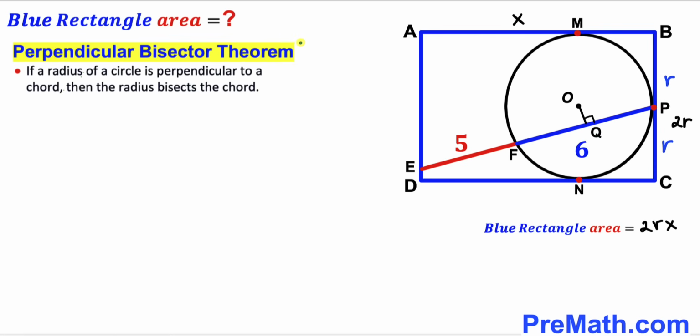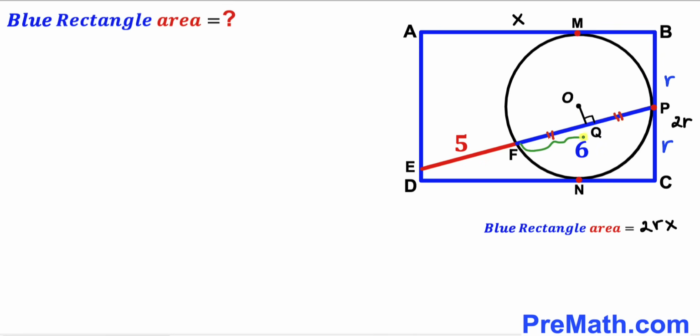Now let's recall the perpendicular bisector theorem. According to this theorem, if a radius of a circle is perpendicular to the chord, then the radius bisects the chord. So we conclude that this segment FQ is going to be equal to this segment QP. Both of them are equal in length. Now we know that this whole chord length FP is 6 units and Q is the midpoint. So this segment FQ is going to be 3 units, and likewise this other QP segment is going to be 3 units as well.